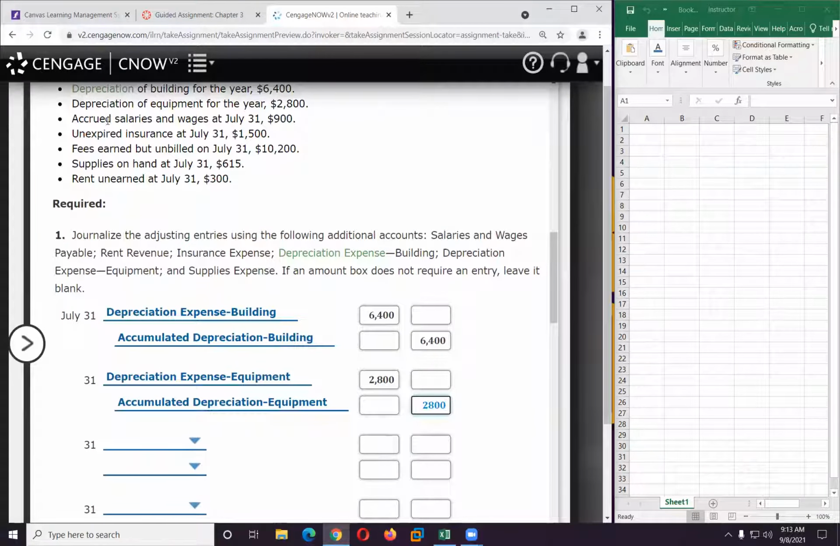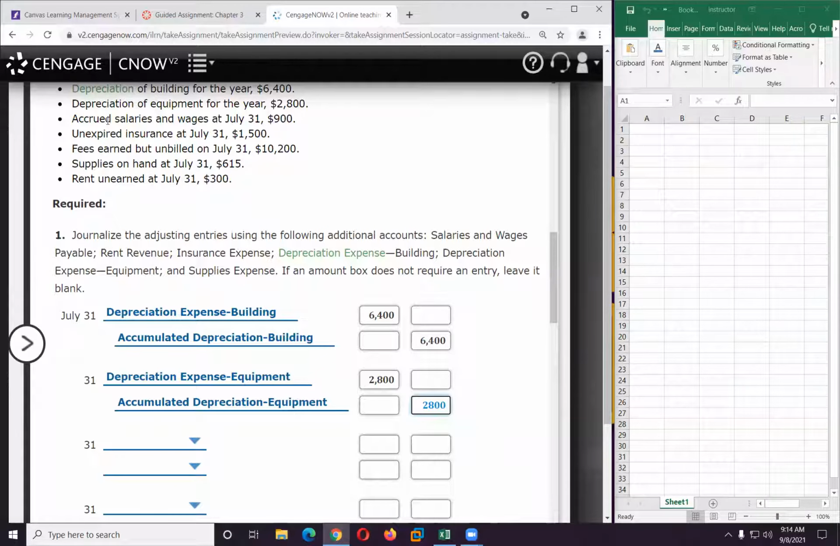All right, the third one, accrued salaries and wages at July 31st are $900. So accrued salaries and wages mean we get to the end of the month, we recognize that from the last pay period or the last payday when we paid our employees, they have continued to earn money, right? By working. So we've incurred this expense and we have to recognize the expense at the end of the month so that our income statement will be right.